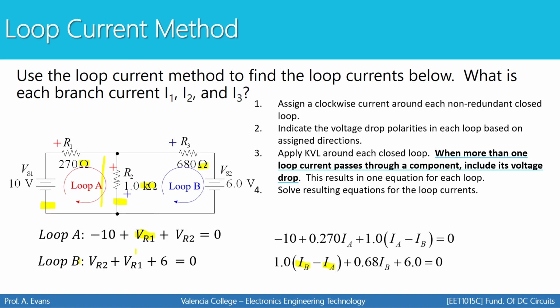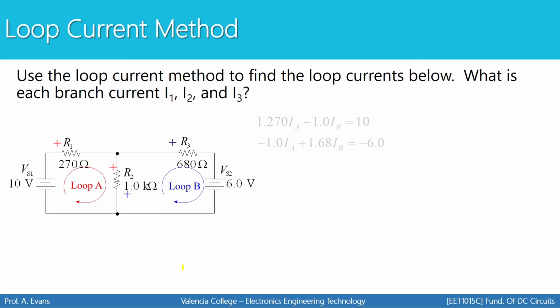Fill in the voltage for R3. Oh, that should say R3. And now we have our two equations. I apologize for that typo. That should say R3 right there. Now we have our two equations, and we have two things that we don't know: loop A and loop B, the currents for those two loops.